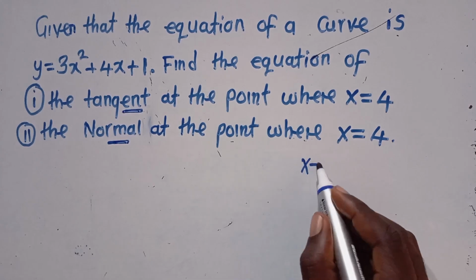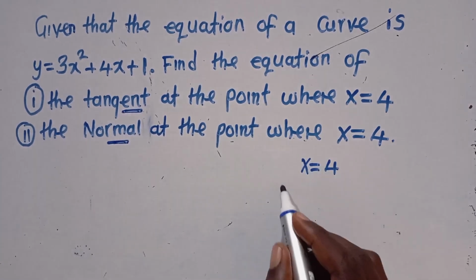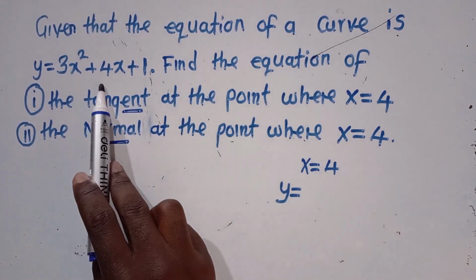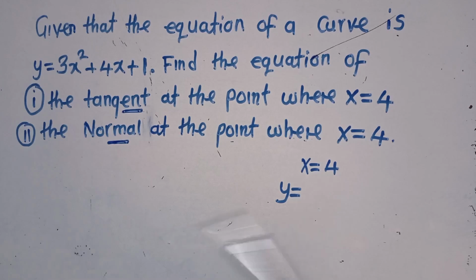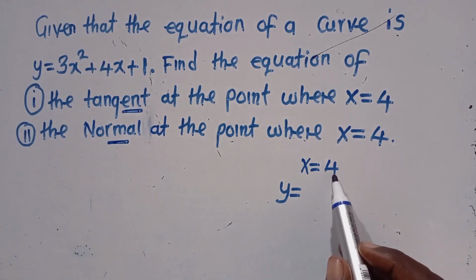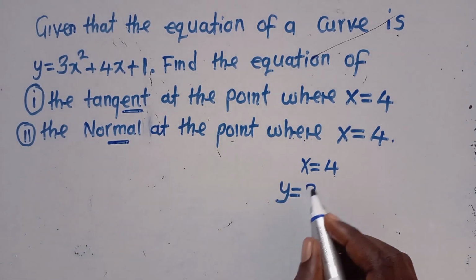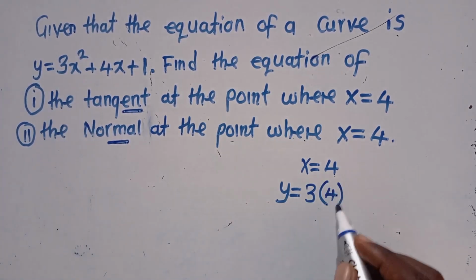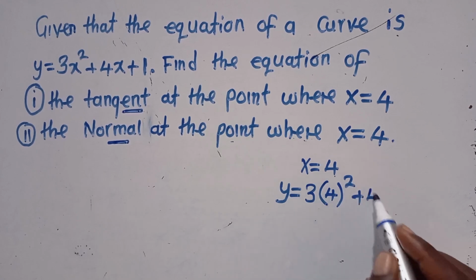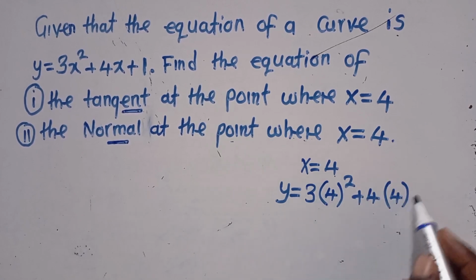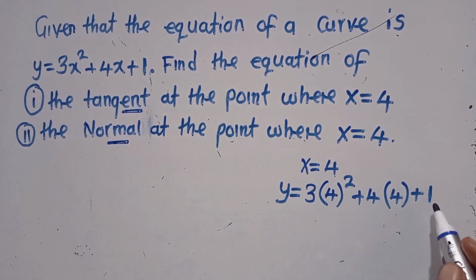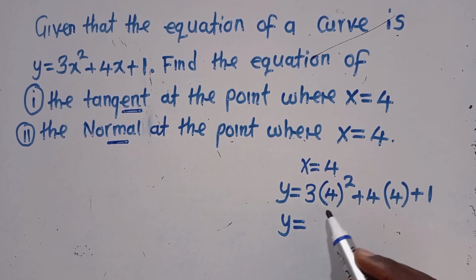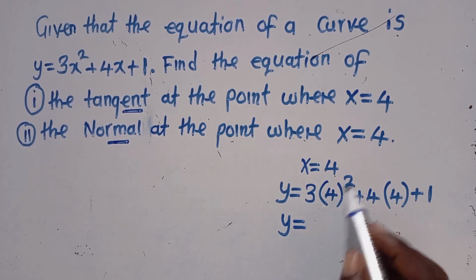So x, we are told, is 4. We need to find the value for y. So how do we find the value for y? You check this equation. Where there is x, you put what? 4. This is what we are doing. So we have 3 times 4 squared plus 4 times 4 plus 1. When you punch this on your calculator, or you can just work it out, you know 4 squared is 16.